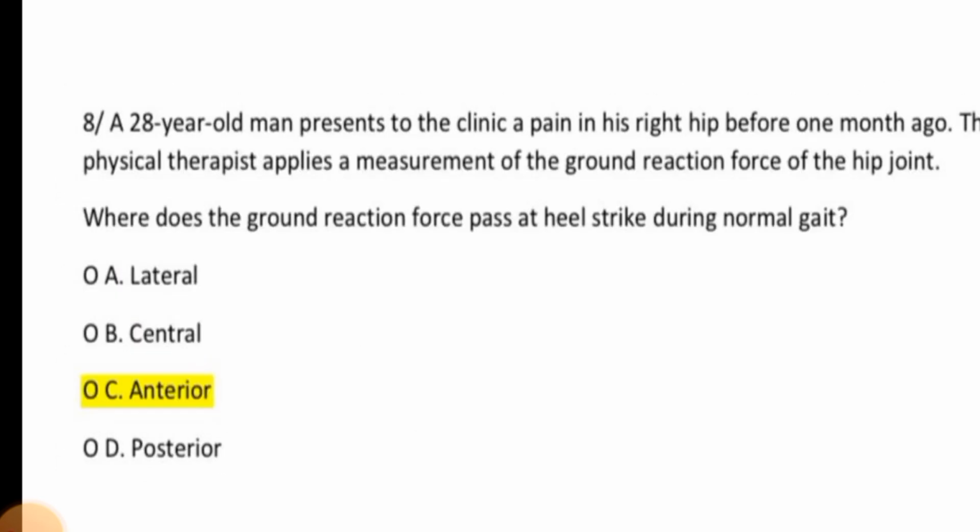A 28-year-old man presents to the clinic with pain in his right hip since 1 month ago. The physical therapist applies a measurement of the ground reaction force of the hip joint. Where does the ground reaction force pass at heel strike during normal gait? So the correct option for it is option C, anterior.